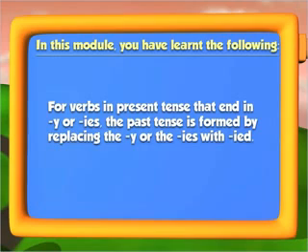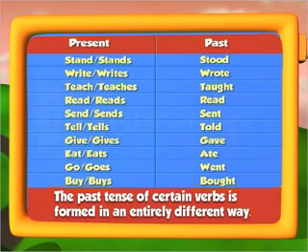For verbs in present tense that end in y or ies, the past tense is formed by replacing the y or the ies with ied. The past tense of certain verbs is formed in an entirely different way.